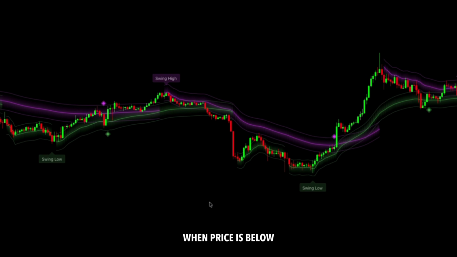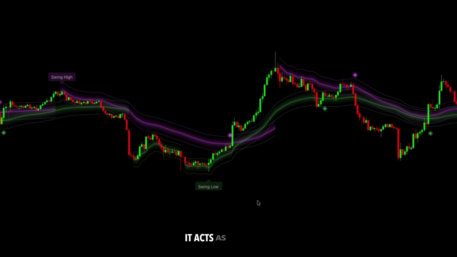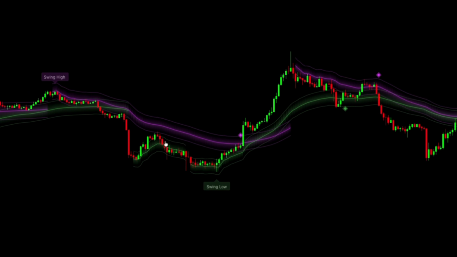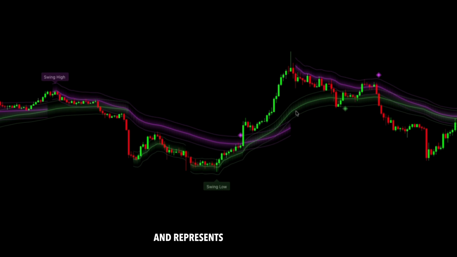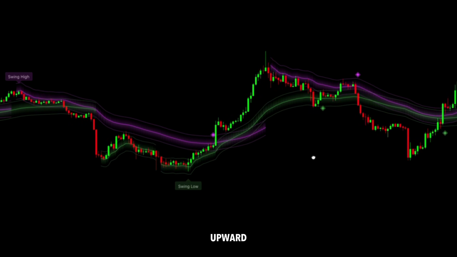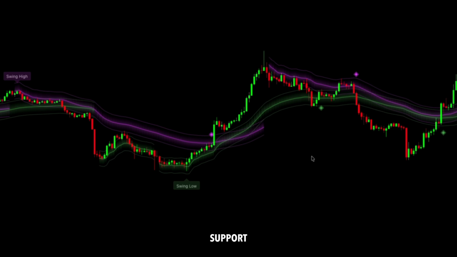When price is below this band and moving downward, it acts as overhead resistance. If price approaches this band during a bearish move, you can expect potential reaction or reversal. The lower band is displayed in green. This band is derived from swing lows and represents dynamic support. When price is above this band and moving upward, it acts as underlying support. If price pulls back toward this band during a bullish move, it is often a high probability continuation zone.